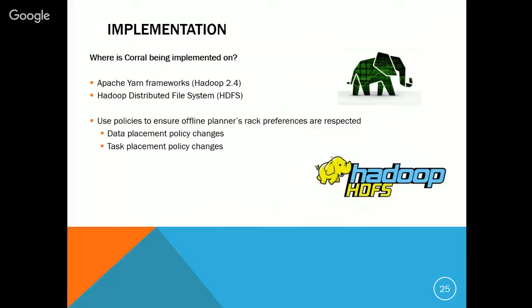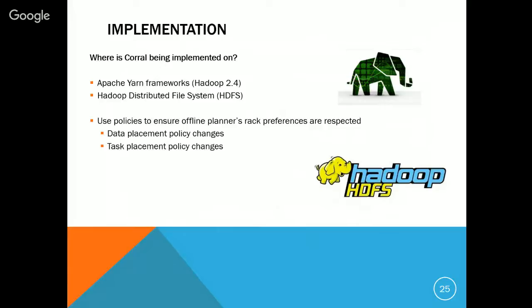We're also talking about the Hadoop Distributed File System, HDFS. So what is HDFS? It is mainly defined as the primary storage system used by Hadoop applications that provides high performance access to data across Hadoop clusters. So we use policies to ensure the offline planner's output is respected.